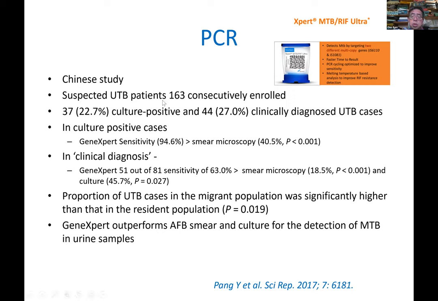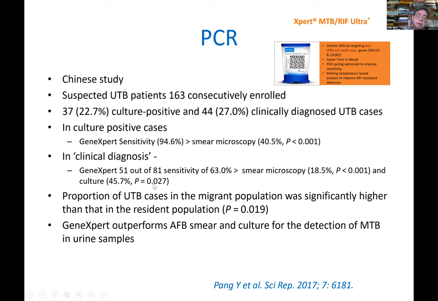And this still showed, for culture positivity, a sensitivity of 95% in culture positive. And then looking at the smear microscopy, it was only 40%, which is in keeping with data I've shown you earlier. And here is someone with a clinical diagnosis. So as you know, with extrapulmonary TB, sometimes you are going to have to treat despite not growing the organism. So again, if we take that as a believable real group, with gold standard of culture, in a clinical diagnosis setting, GeneXpert gave you a sensitivity of 63%, again, versus smear of 18%, and culture 45%.